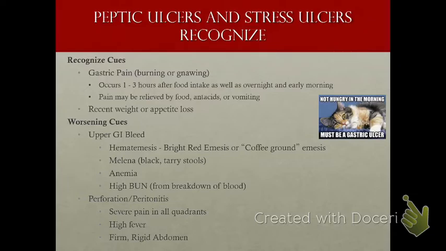So if you see coffee grounds, which literally look like coffee grounds, when we do SIM, we put coffee grounds in the red stuff because it does look like coffee grounds. And that is the red blood cells and all those components curdling and creating coffee ground. We only see coffee grounds if they're vomited up.